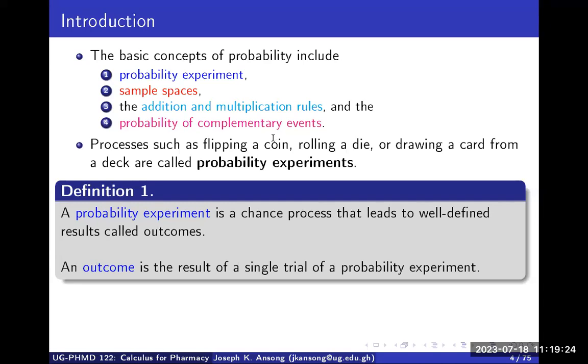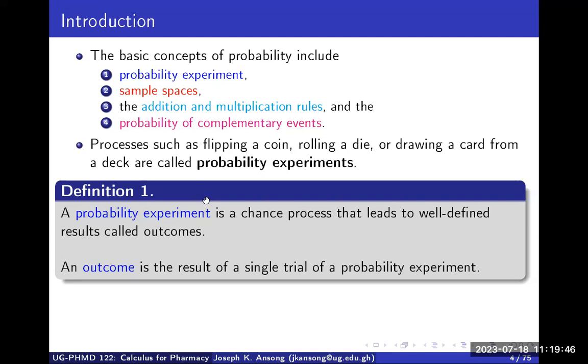Okay, so processes such as flipping a coin, rolling a die, drawing a card from a deck are called probability experiments. Okay, and this falls under classical probability. These were the first, if you like, events that were used to develop probability theory. And so we're going to start with them.